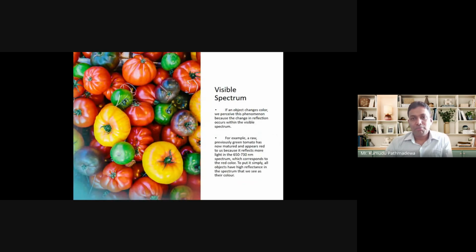Objects appear in different colors because they reflect certain wavelengths of visible light. In real life, we can see many objects in different colors. For example, a green tomato in this picture turns red when ripe because it starts reflecting more energy in the red wavelength region, around 650 to 730 nanometers. That is why we see ripe fruit as red.